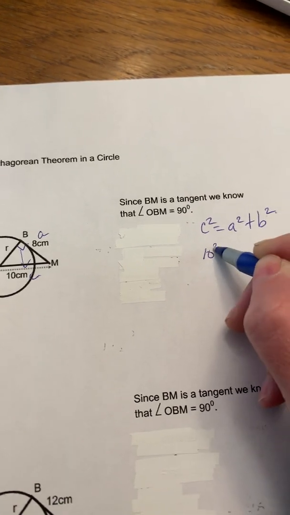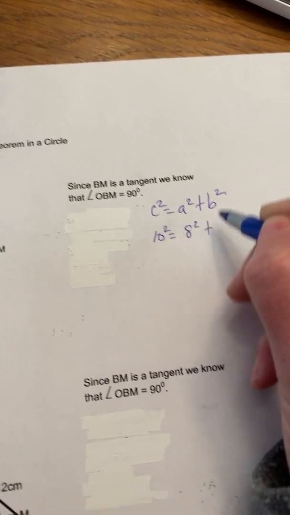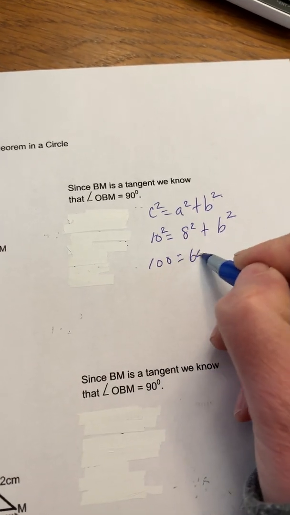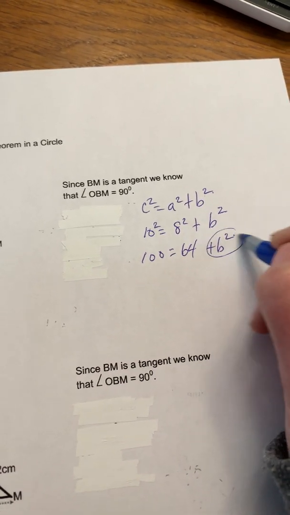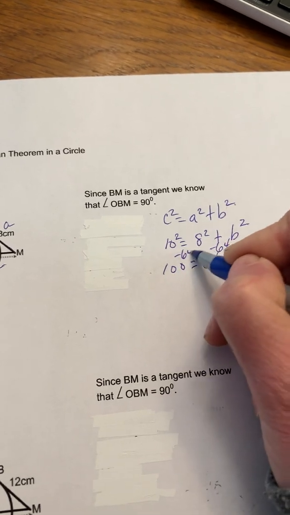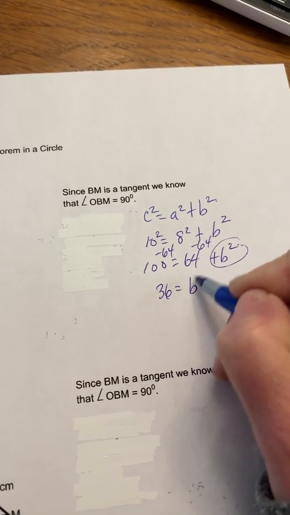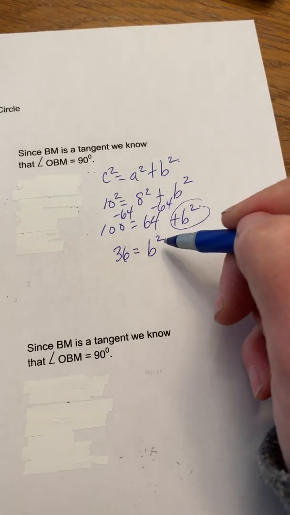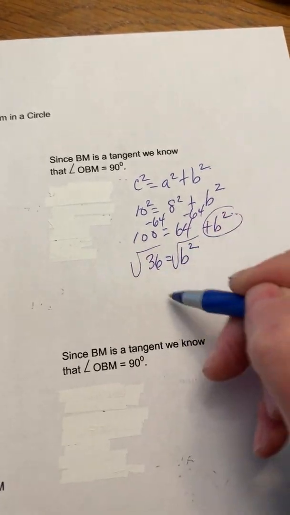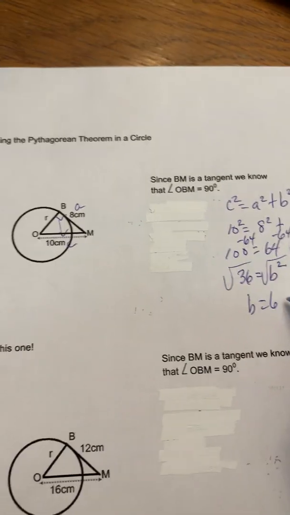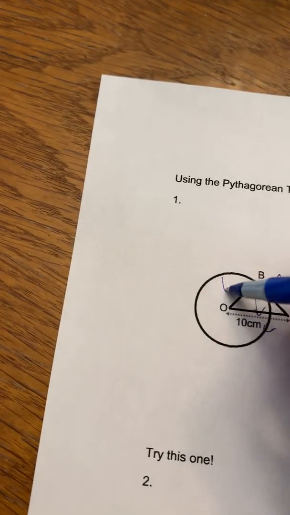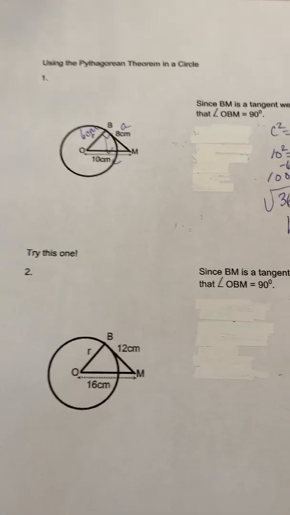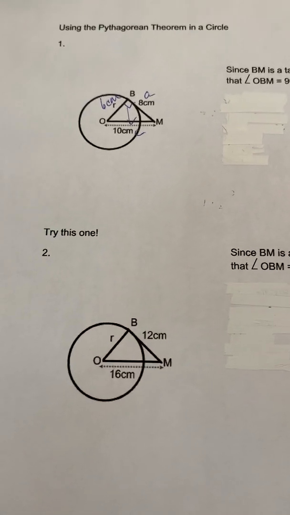So now I have 10 squared is equal to 8 squared plus b squared, and now I'm going to solve for my unknown side. 100 is equal to 64 plus b squared. Subtract 64 from both sides, and this one's fairly straightforward. Last step is inverse operation, and the opposite of squaring something is finding its square root. So that side is 6 centimeters. So see, we can use the properties of the tangent to solve for sides and angles of a triangle.